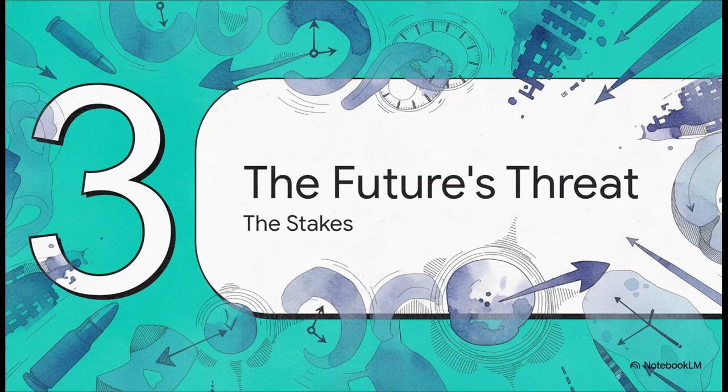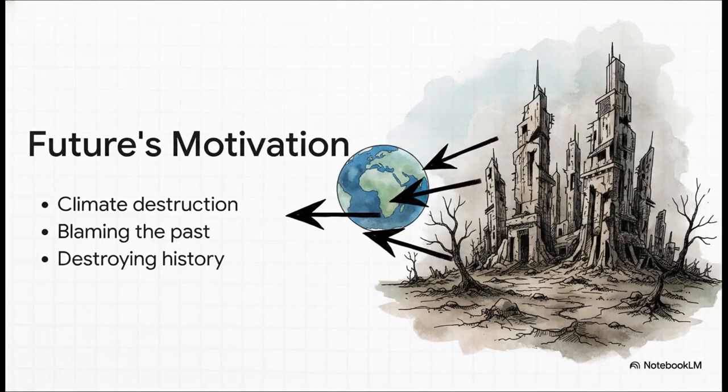Okay, with the mechanics out of the way, let's look at section 3, the villain and the apocalypse, the stakes. So why is this happening? Well, because the future is dying. Humanity in the future is suffering from massive climate destruction and extreme resource scarcity. And honestly, they are furious at us. They totally blame past generations for ruining the planet, and their solution is pretty brutal.